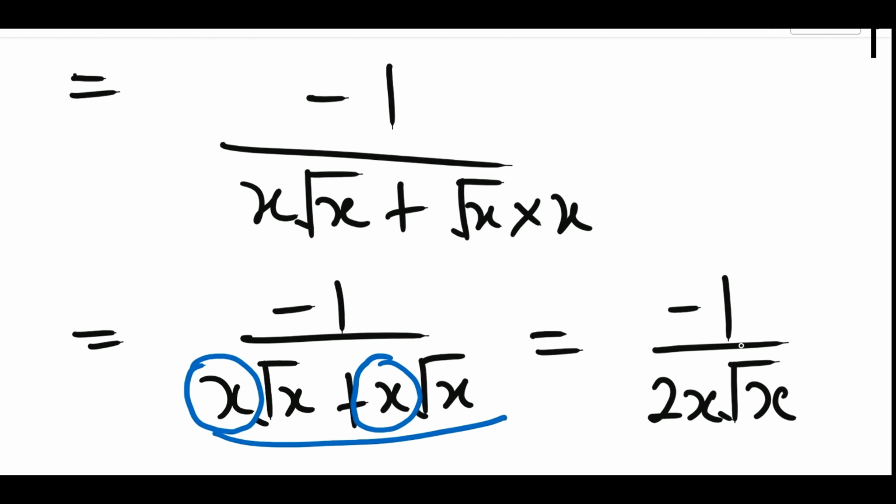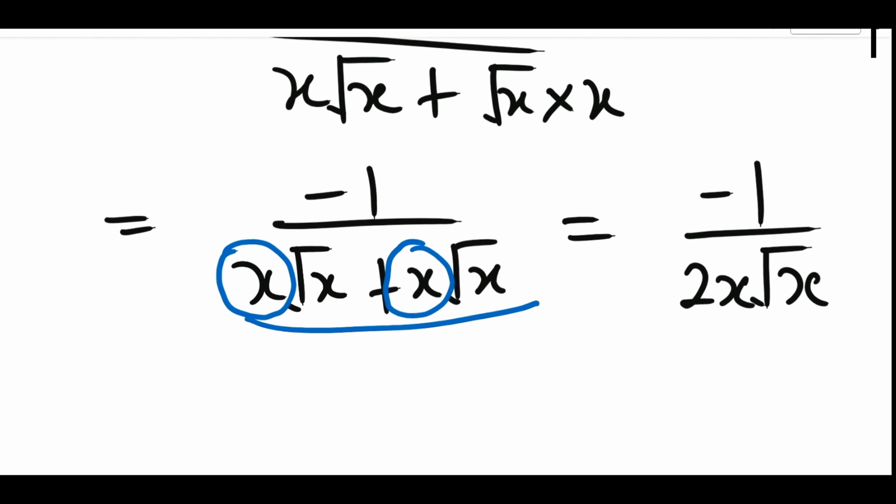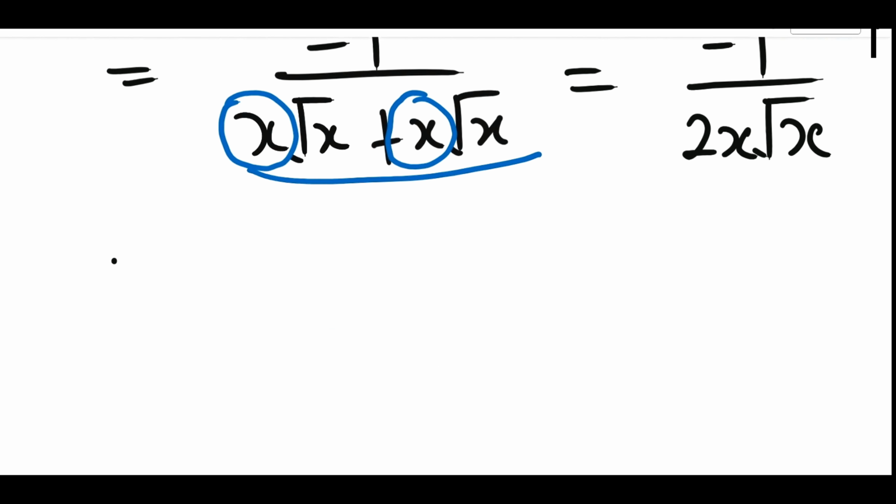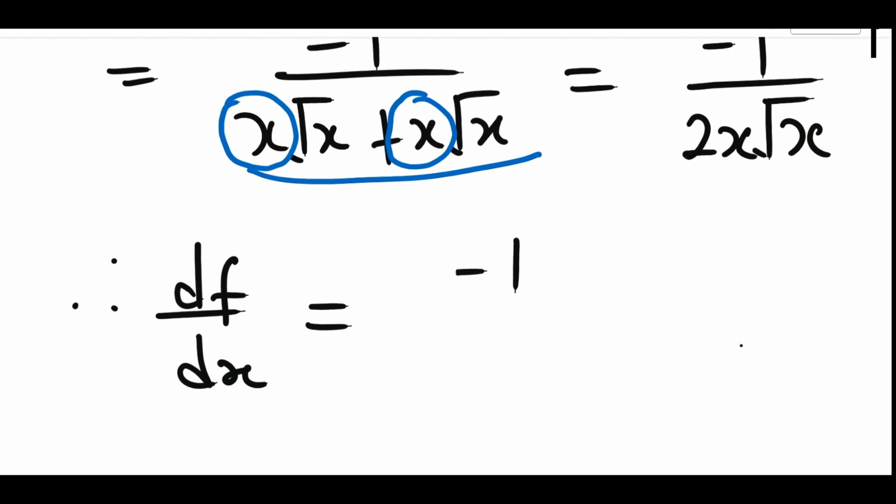To be the df dx, meaning the derivative of the function f with respect to x. We conclude that therefore our df dx is equal to negative 1 divided by 2x multiplying the square root of x.